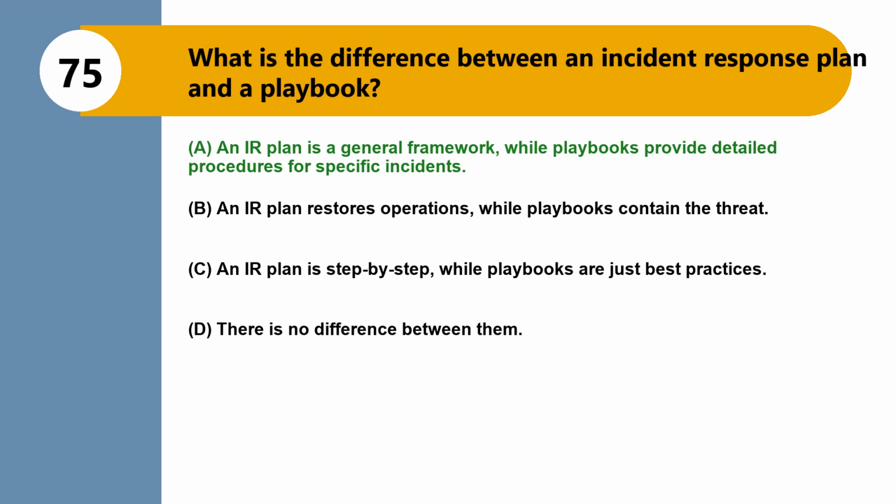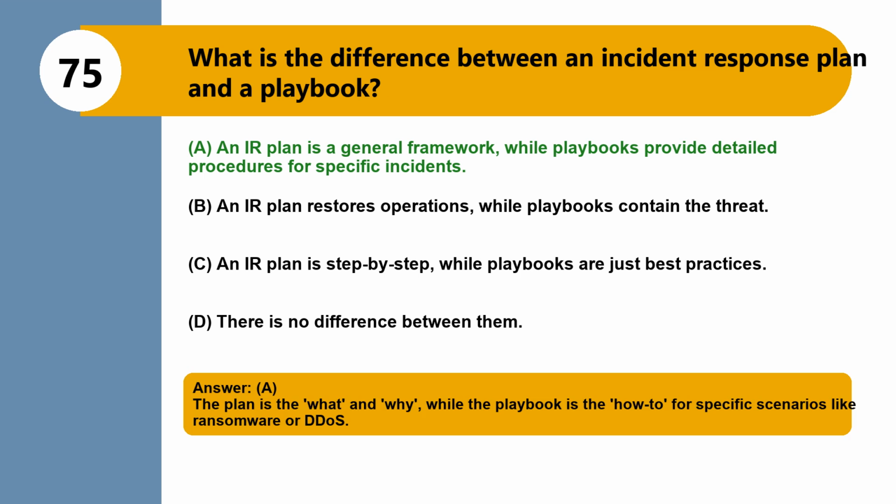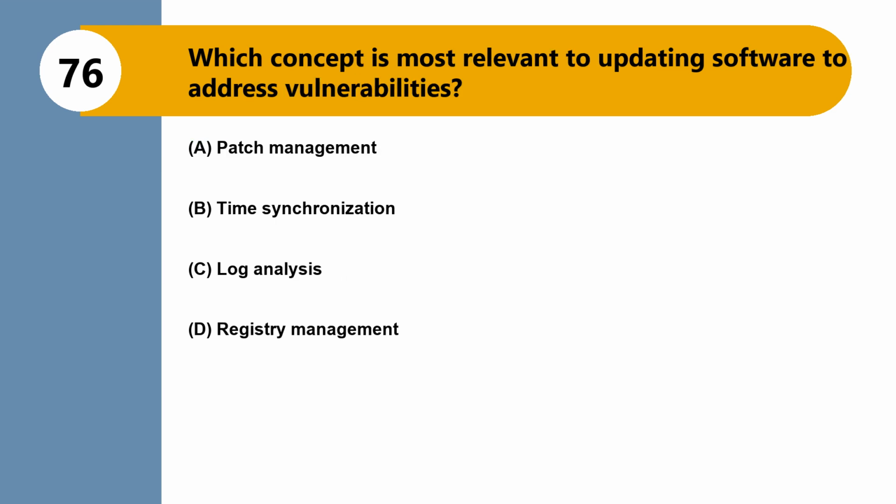The correct answer is option A, an IR plan is a general framework, while playbooks provide detailed procedures for specific incidents. The plan is the what and why, while the playbook is the how-to for specific scenarios like ransomware or DDoS. Question 76. Which concept is most relevant to updating software to address vulnerabilities?